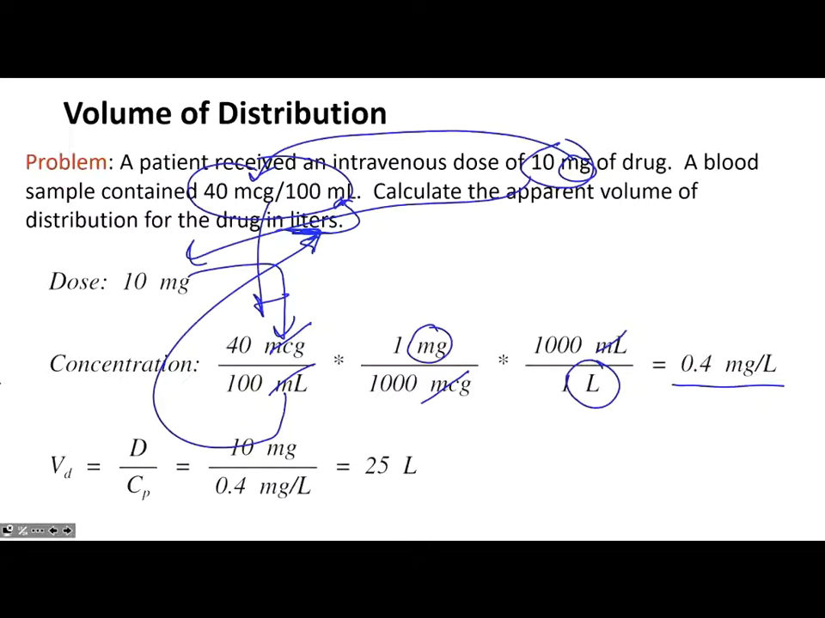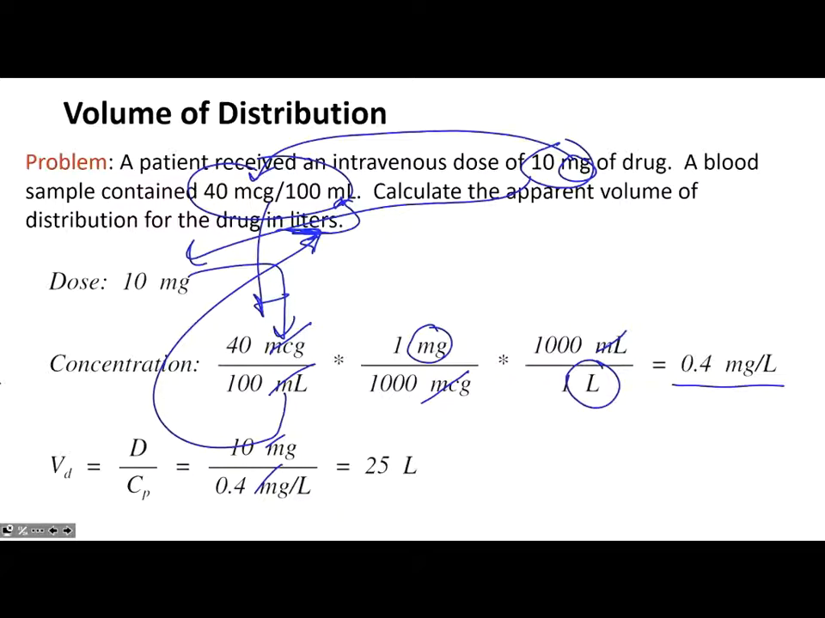Now I'll use my formula. VD equals dose divided by CP. When I put my dose, 10 milligrams, and divide it by my re-expressed concentration of 0.4 milligrams per liter, you see where milligrams will now cancel, and liters will come out of the bottom and be on top. Essentially the math: 10 divided by 0.4 is 25 liters.